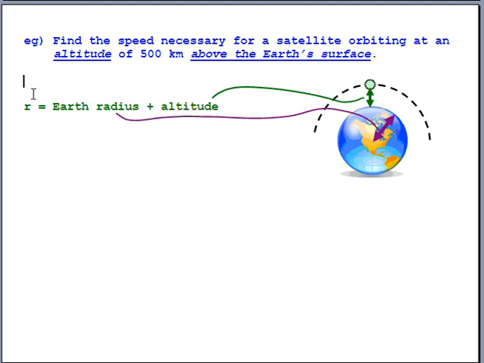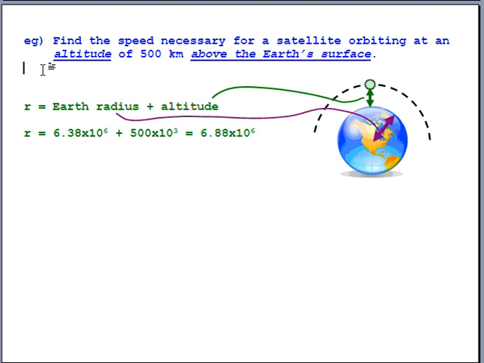Okay, so if I do that in this story here, what I can see is the radius is actually 6.88 times 10 to the 6. Now, you're going to see a lot of questions where they actually do offer you the radius, and you'll see that word radius. If they say, yep, here it is, it's the radius, just take it and go. Don't add anything to it. But if they do say above or height or altitude, then you've got to add.